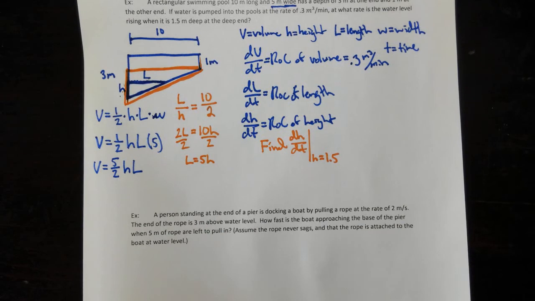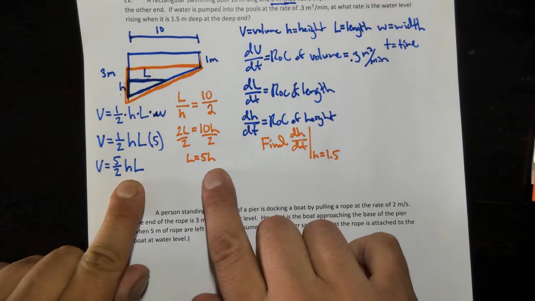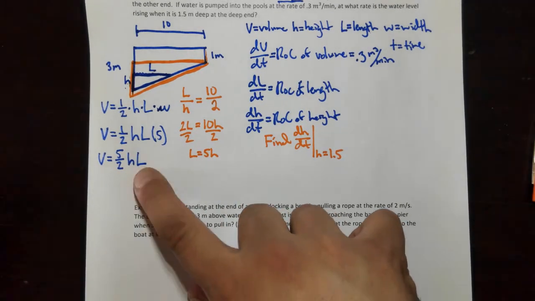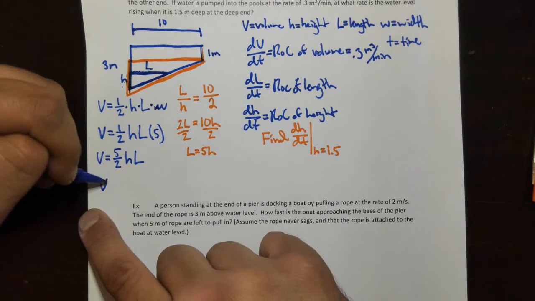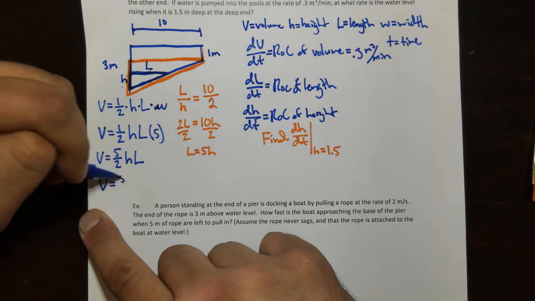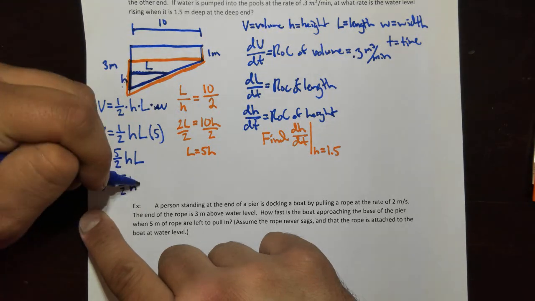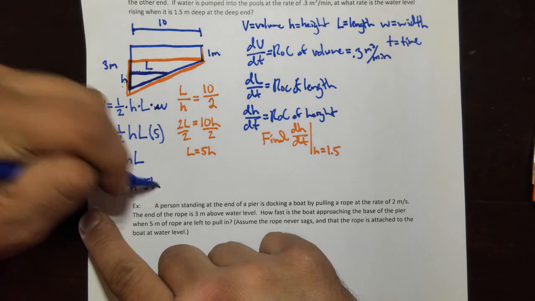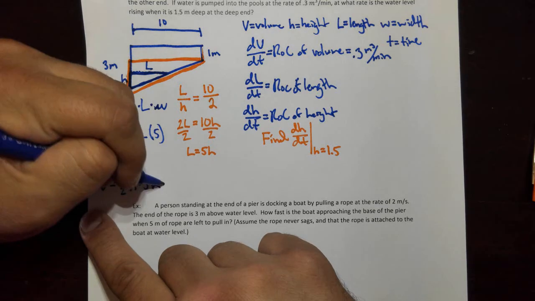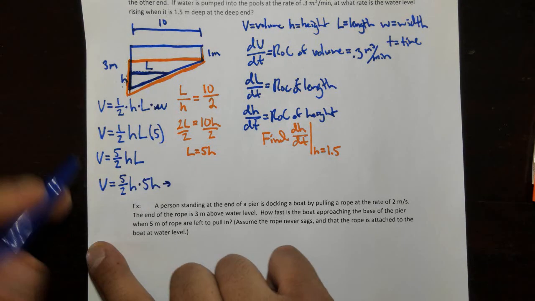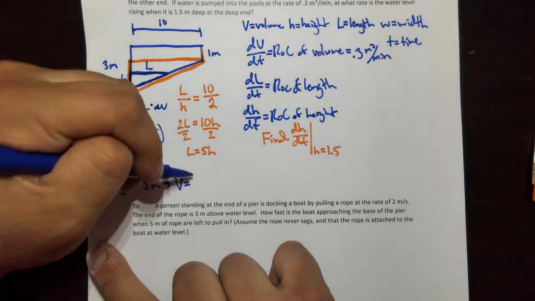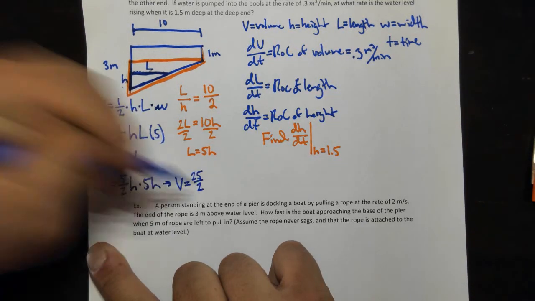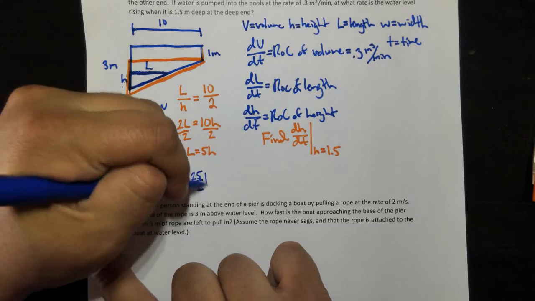So I'm going to go ahead and substitute that in for L so we can have it all in terms of H, because we're given an H value. So V is equal to 5/2 times H times 5H. And if we clean this up a little bit, we have the volume is equal to 5 times 5, which is 25/2 H squared.